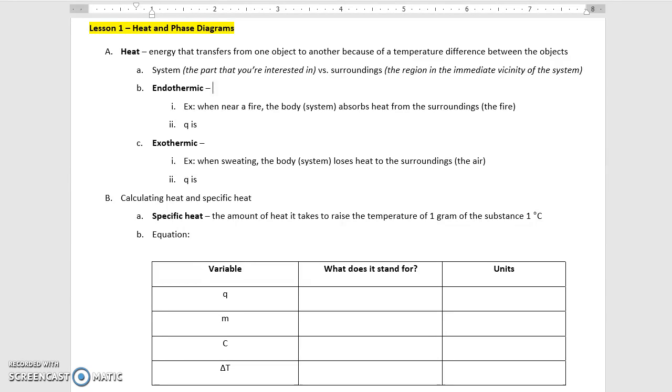We're going to talk about lesson 1 of our thermochemistry unit. As you'll see here, the first thing that's important is the definition of heat. In case you've never heard this officially before, heat is defined as the energy that transfers from one object to another because of a temperature difference between the objects.